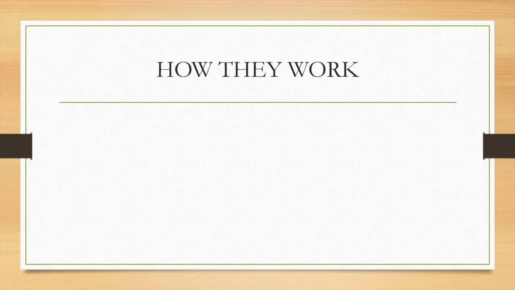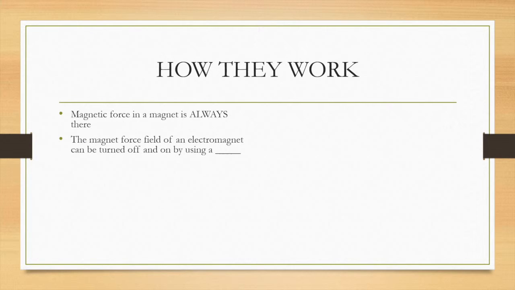How do they work? Magnetic force in a magnet is always there. The magnet force field of an electromagnet can be turned off and on by using a battery, a magic bean, or a switch. The answer is that the magnet force field of an electromagnet can be turned off and on by using a switch.